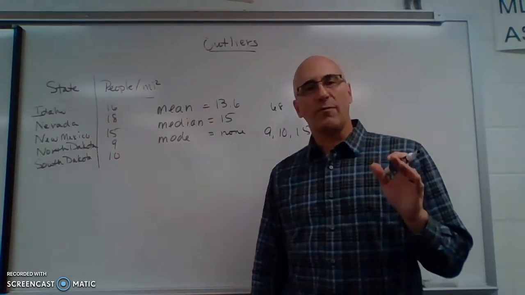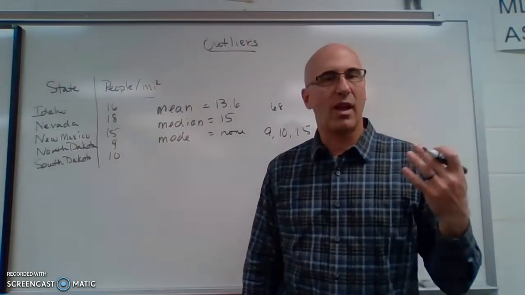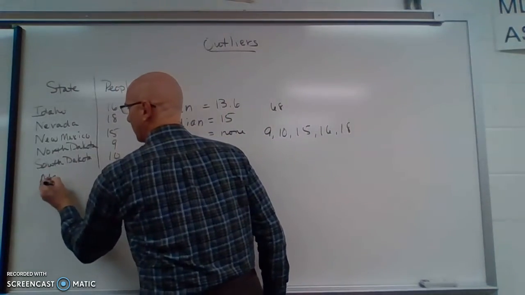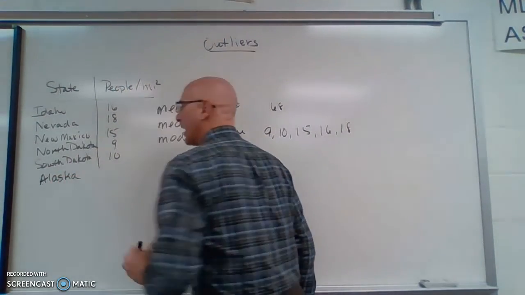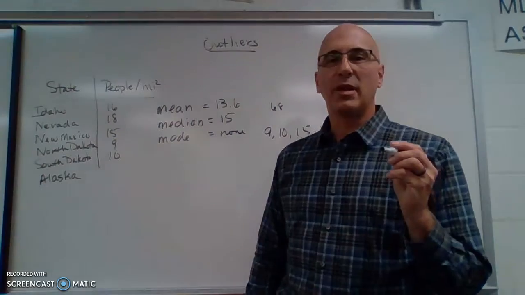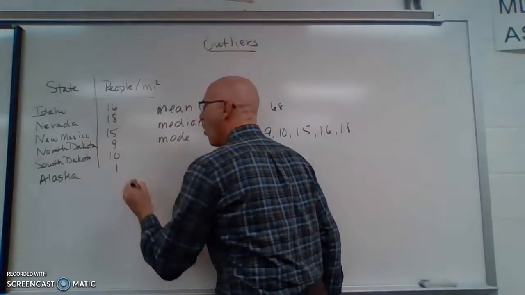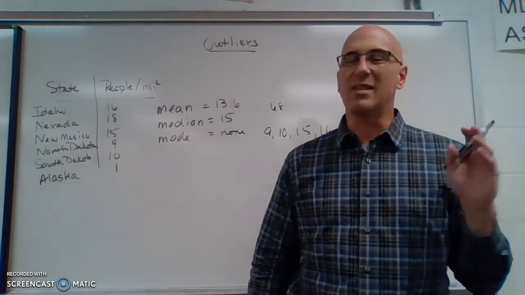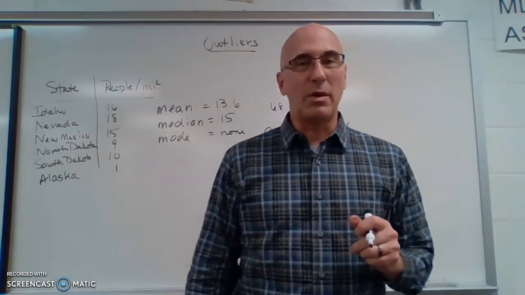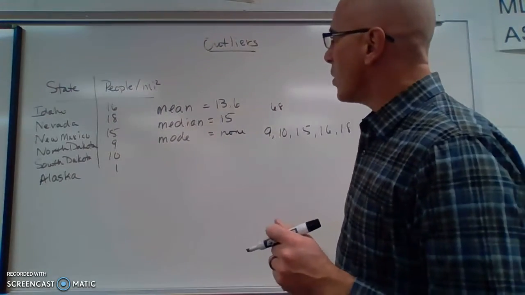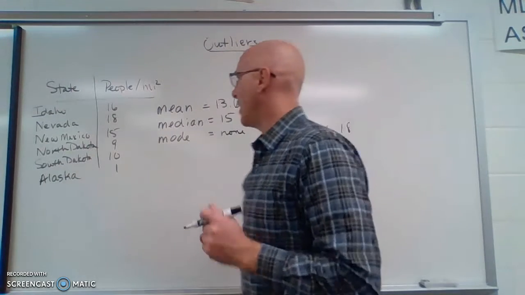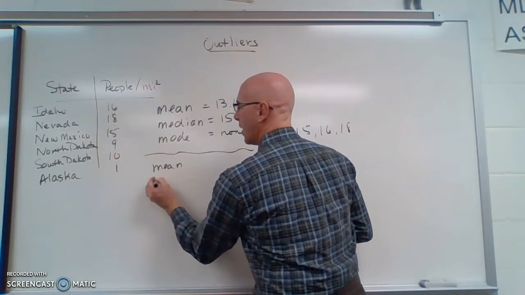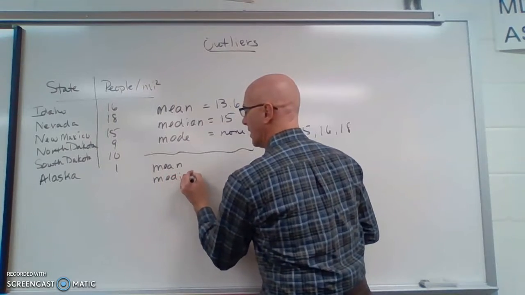Now, what would happen if we added another state and its density and see what happens? Alaska. Alaska has a population density of about 1 person per square mile. That means it's a big state and not very many people live there. So what if we were to include that in our data set? Now we're going to find our mean, our median, and our mode.